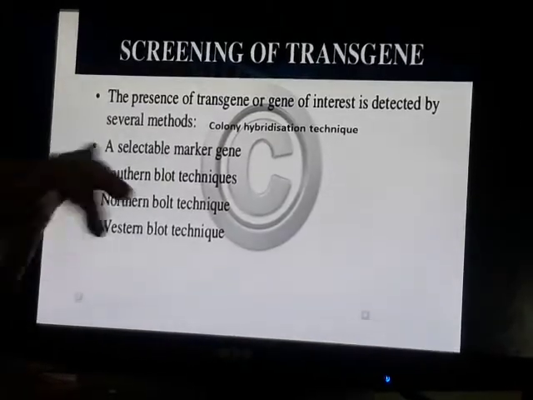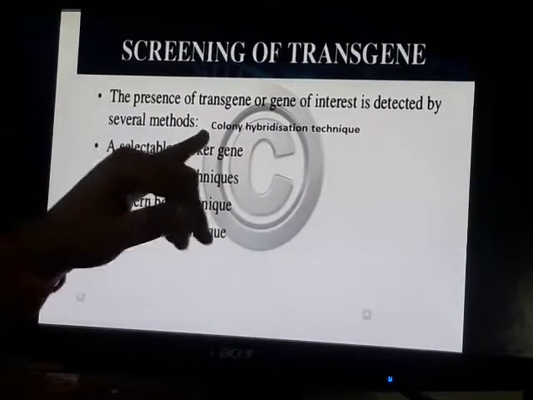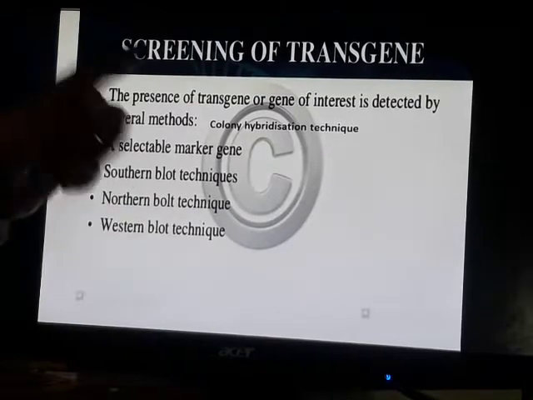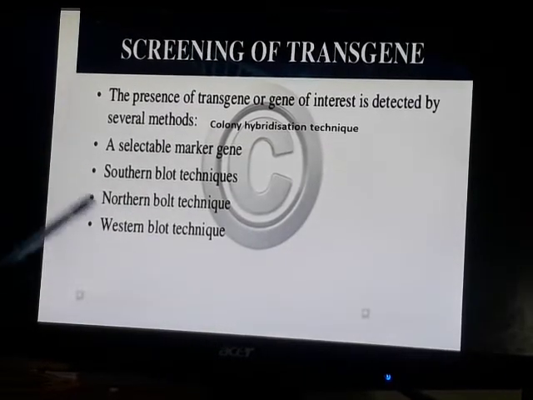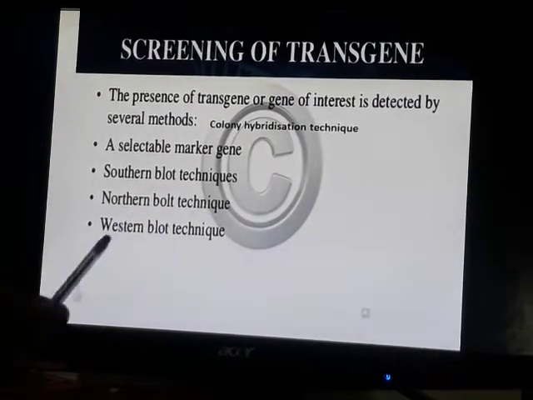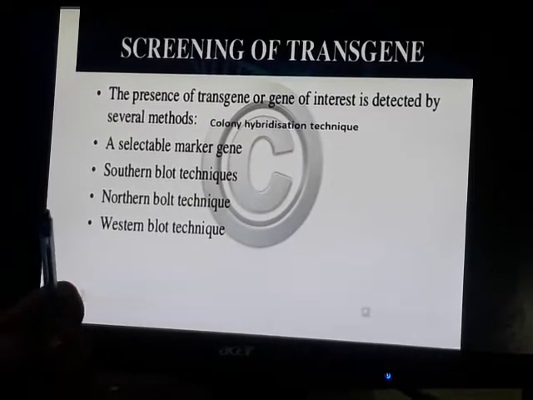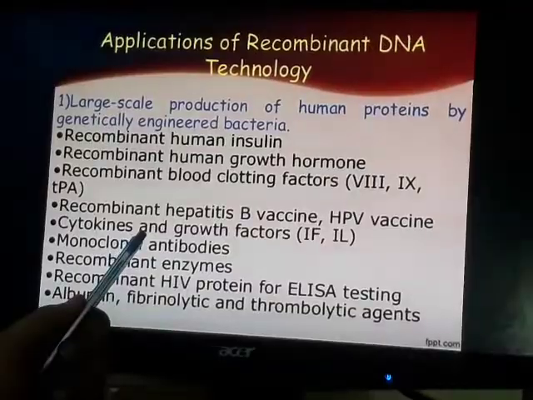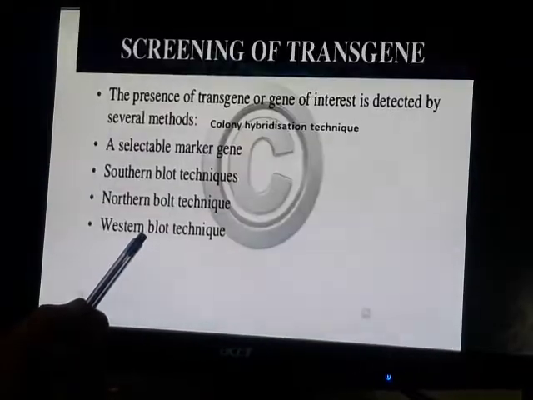Southern blotting can also be used for screening of transgenics. Northern blotting is used for RNA, and Western blotting is used for proteins. So that was about your screening.